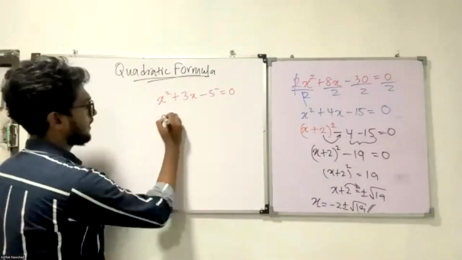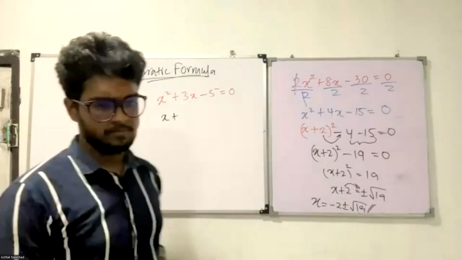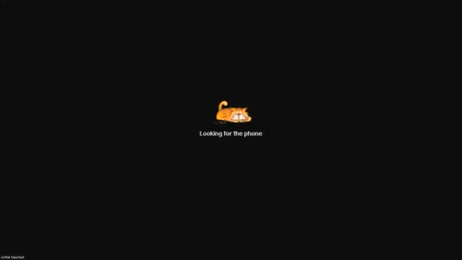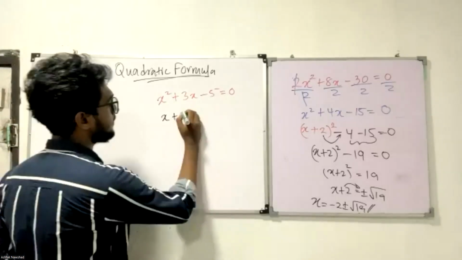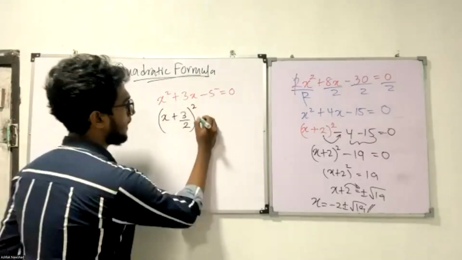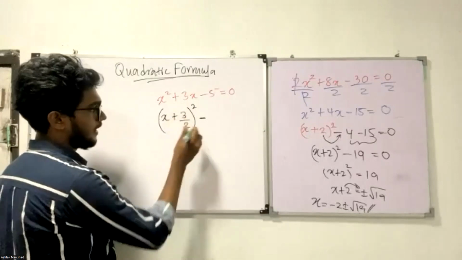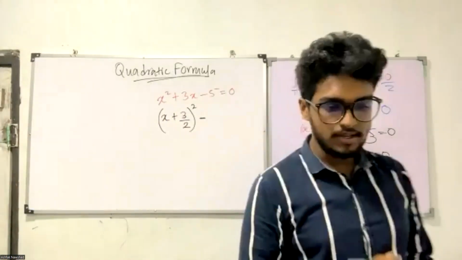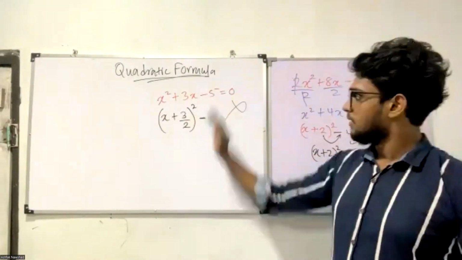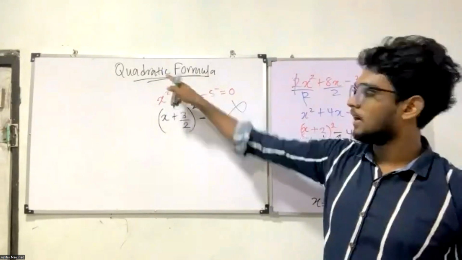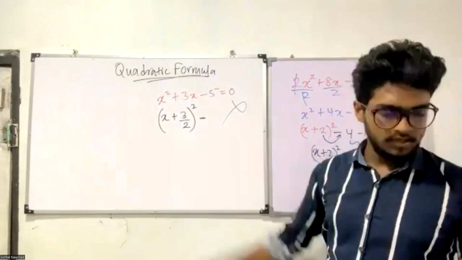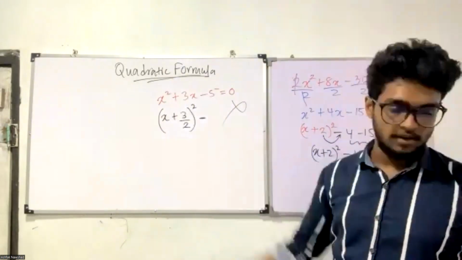But see, when applying completing the square, things get pretty complicated. See, I write x. What is half of 3? 1.5. Or else you can write 3 over 2, 3 divided by 2, and put a square. And minus, what's the square of this thing? See, that's where things get complicated. So in order to reduce complications, we can discontinue completing the square and use the formula. In this kind of case, it's better to use the quadratic formula.